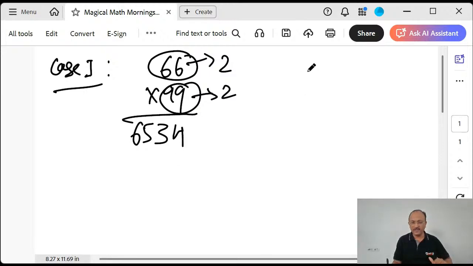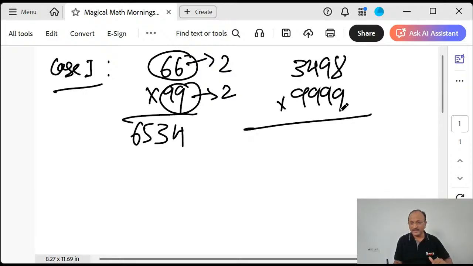Even when we go for a big number like 3498, if the number of nines is the same, it's the same thing. 3497, 6502. That's it. Correct? This was case one.